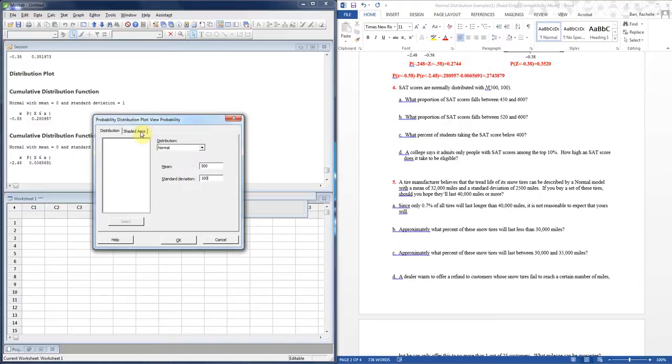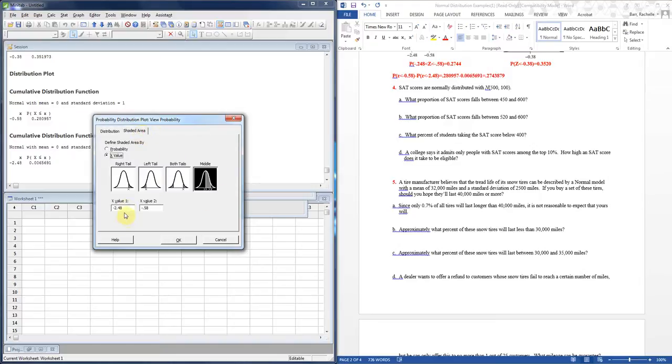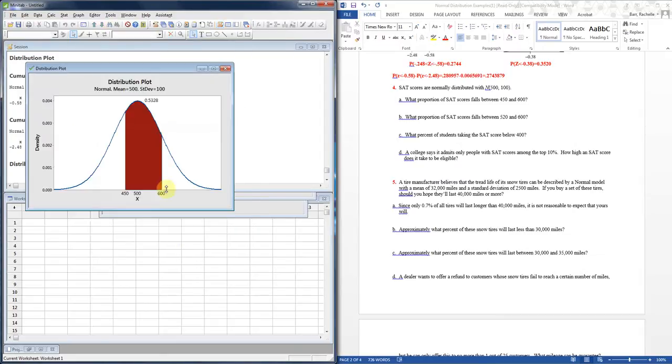I'm going to go to Shaded Area, and again I want middle. So my lower x value, always put the lower on the left, is 450. Ooh, 4,500, that'd be bad. And then my upper one is going to be 600. We're going to hit OK. And look at that. Nice and easy. So that value is 0.5328.